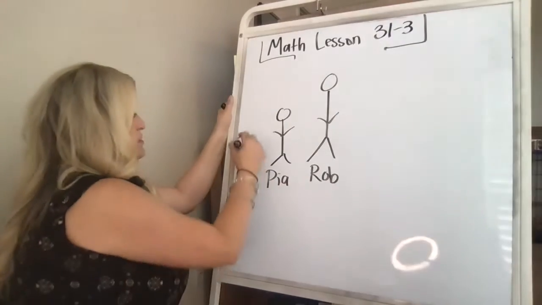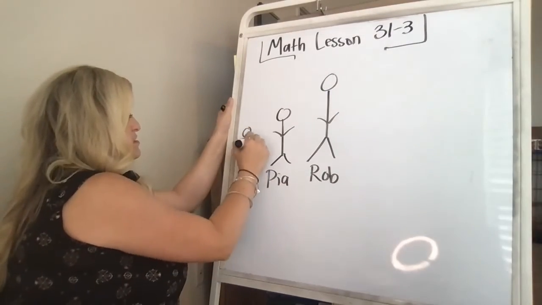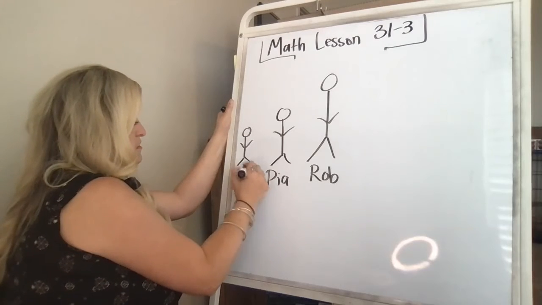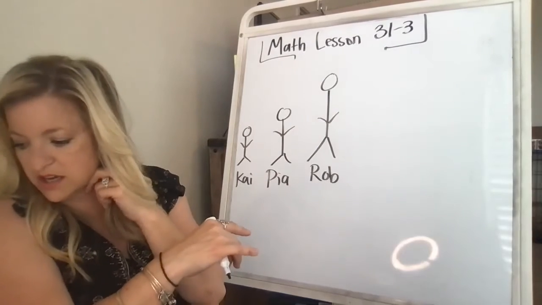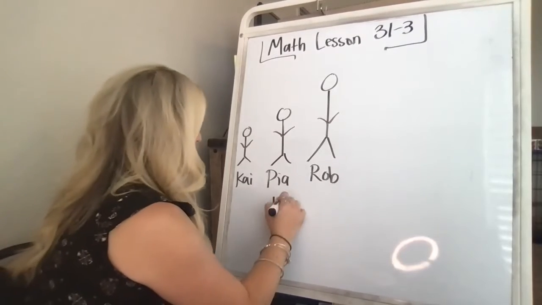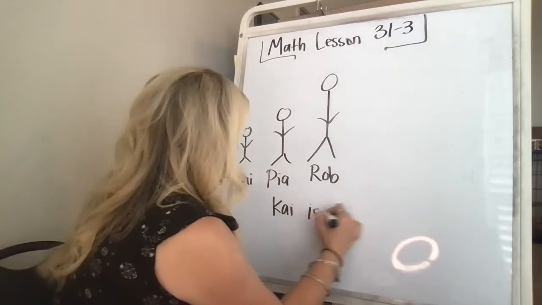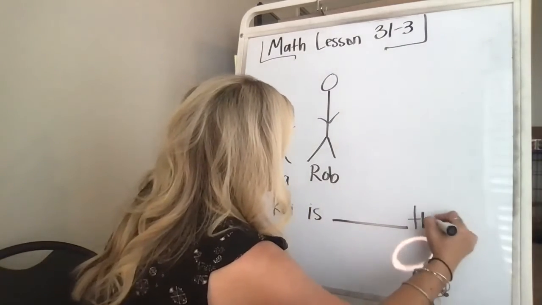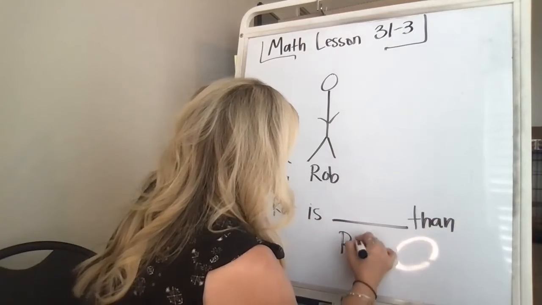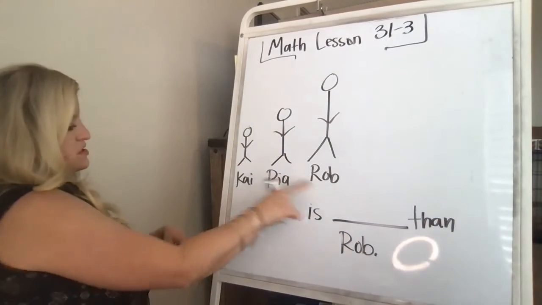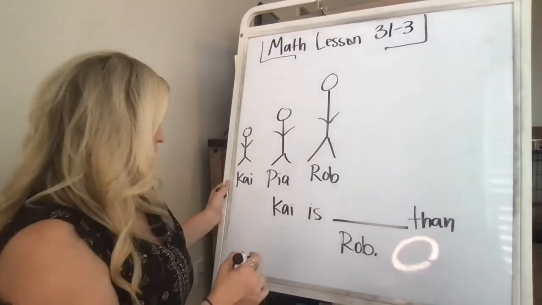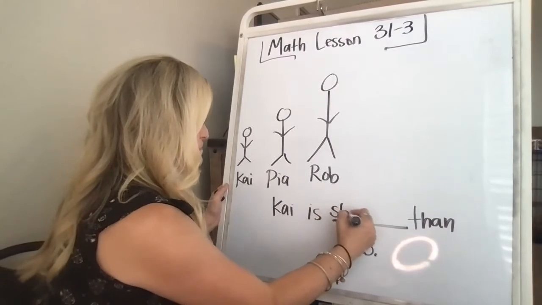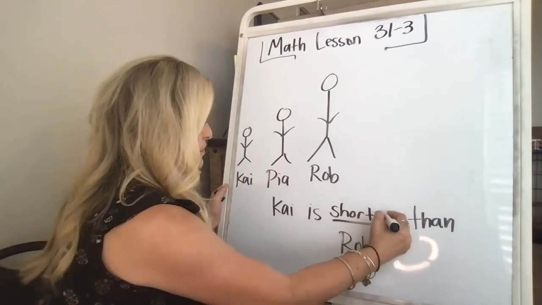Kai is shorter than Pia. So here's Kai. Kai is shorter than Pia. Rob is taller than Pia. So then it says Kai is blank than Rob. So you look at it and say, okay, is Kai taller or shorter? And Kai is shorter than Rob.